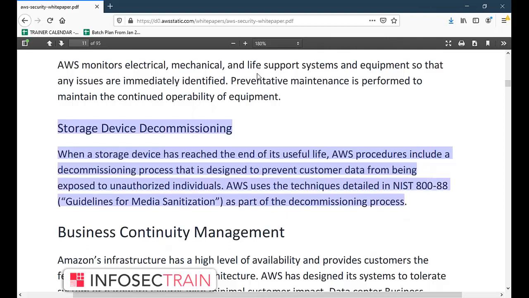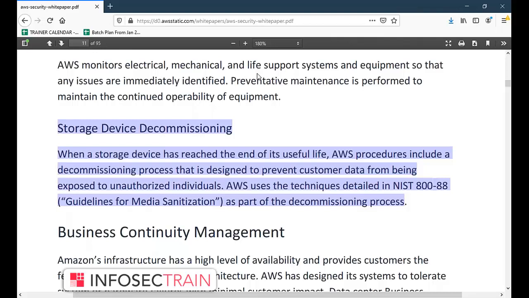For example, once a storage device in the AWS data center is having some health issues, or there is a chance it may fail in future, they will immediately replace it.